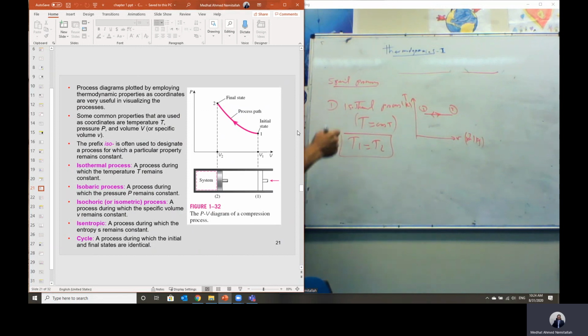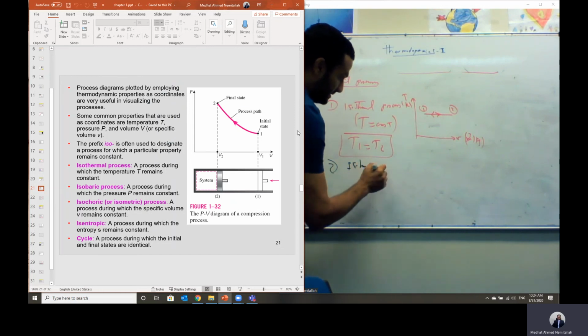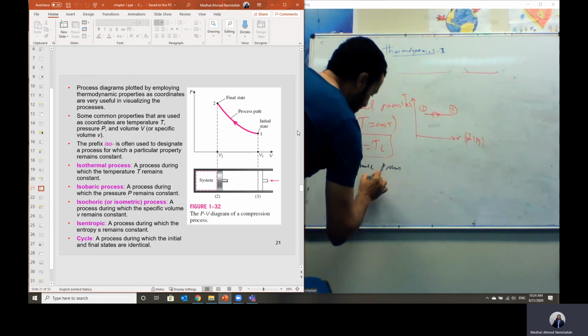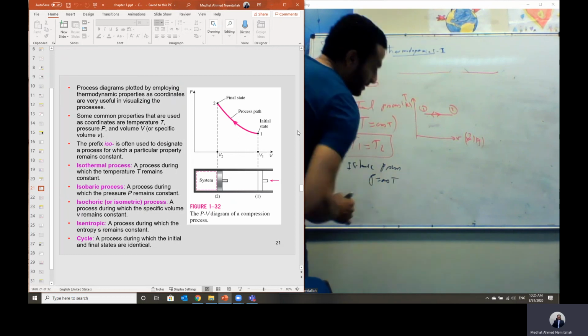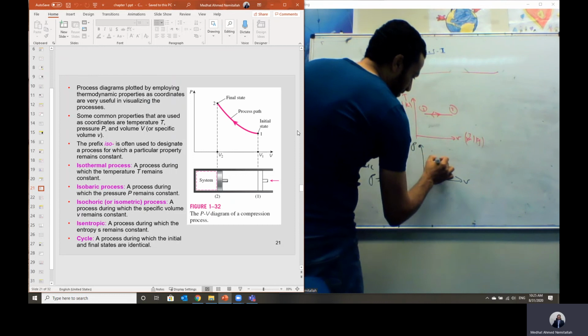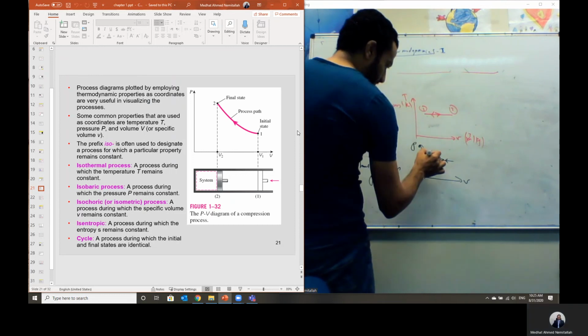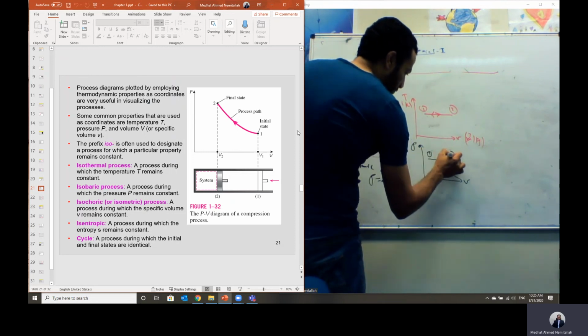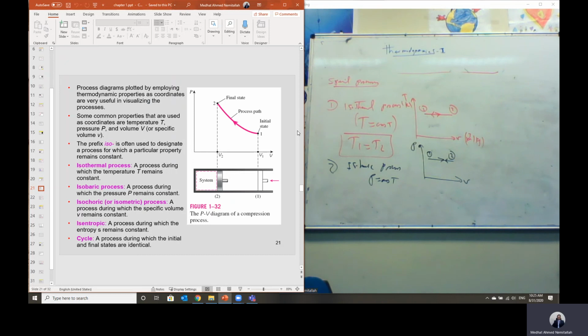We have another kind of process which is called isobaric. In an isobaric process the pressure should be constant. We can represent this on the PV diagram, pressure-specific volume, also by a horizontal line, either from state 1 to 2 or from 2 to 1.